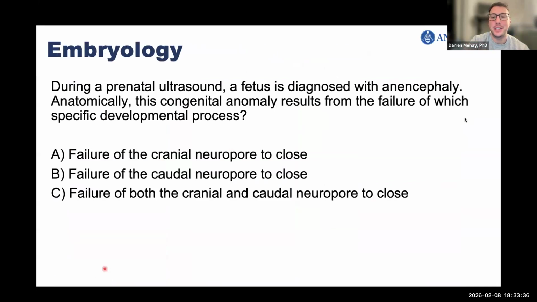Okay, I have an embryology question for us. During a prenatal ultrasound, a fetus is diagnosed with anencephaly. Anatomically, this congenital anomaly results from failure of which specific developmental process?